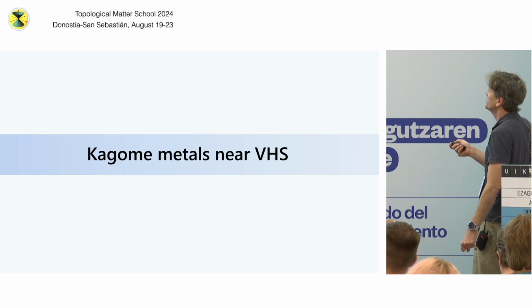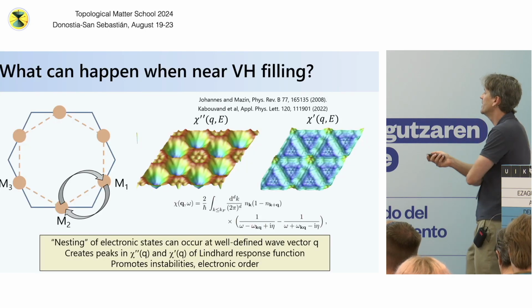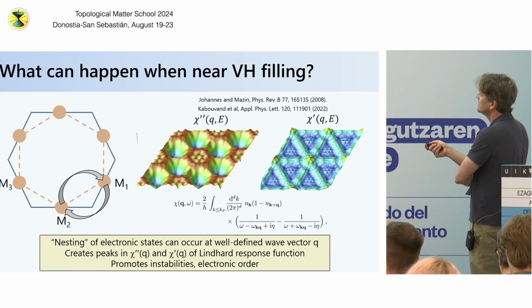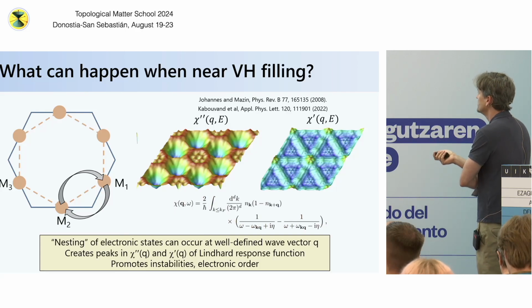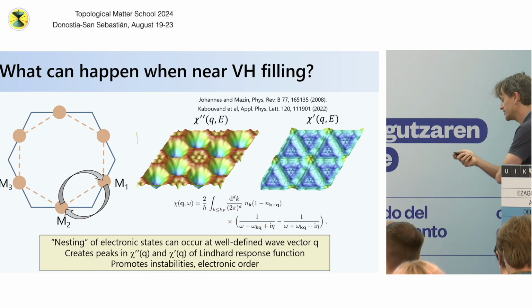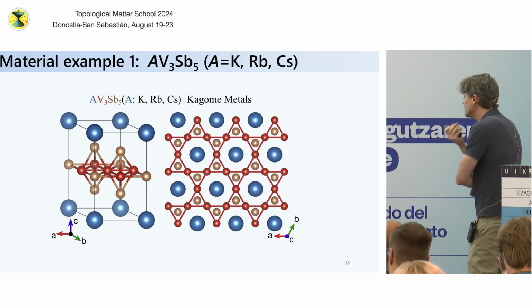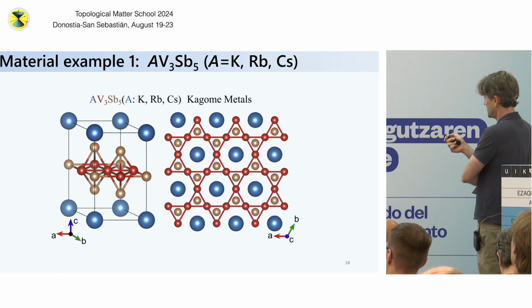Okay, so next I want to talk about Kagome systems which are near the Van Hove filling. Just as a reminder, for Kagome systems near the Van Hove filling, the idea is that you have these near singular densities of states that can be nested across the Fermi surface, which can create peaks in the real and imaginary part of the Lindhard susceptibility, and one can induce electronic instabilities, things like charge density wave order, or in some regimes, superconductivity.